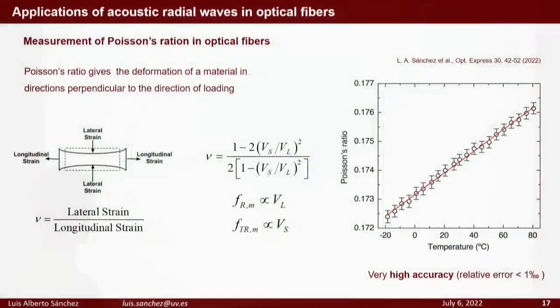So this is Poisson ratio of optical fiber in a range from minus 20 to 80 Celsius degrees. And we obtain a very high accuracy. The relative error is less than 1 per 1,000, which is really, really good.